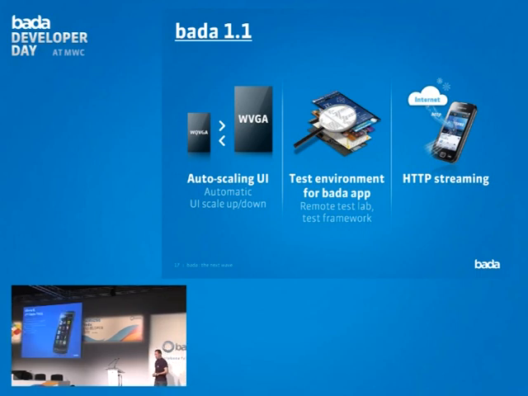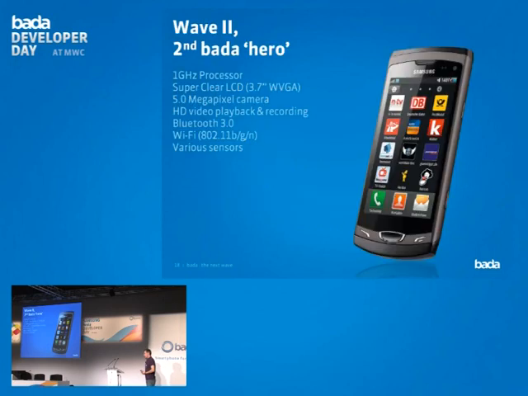Again, we didn't stop there in November, but we published then in December bada SDK 1.2. And together with 1.2, we're about to publish another Wave phone, which is called the Wave 2, which is very, very similar to the first Wave, the S8500. The main difference is that the screen is slightly larger.